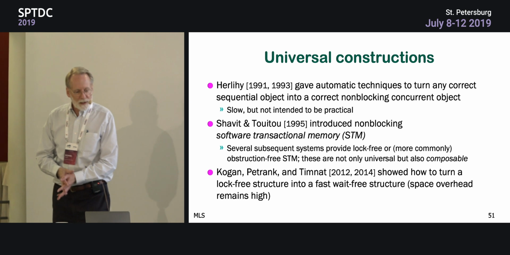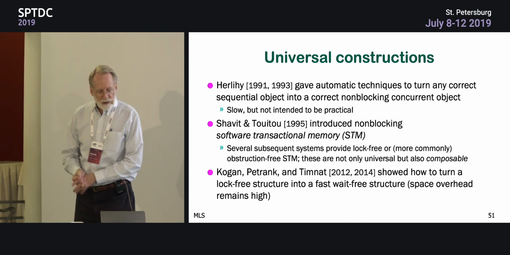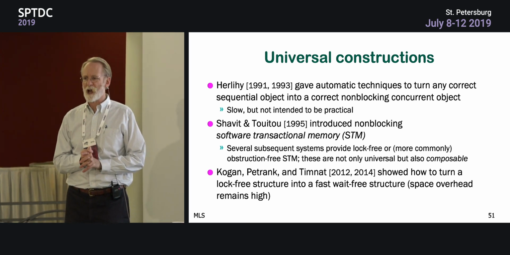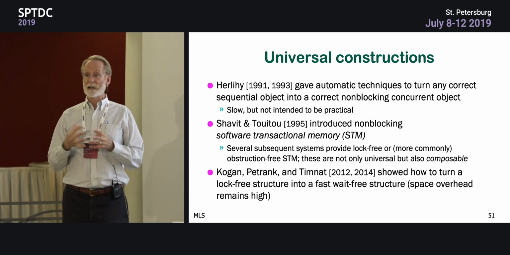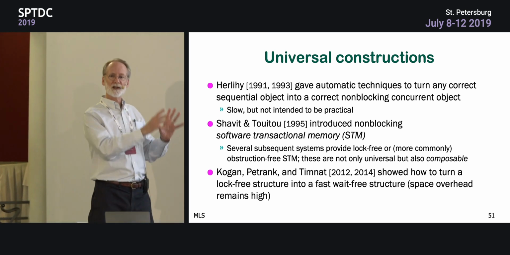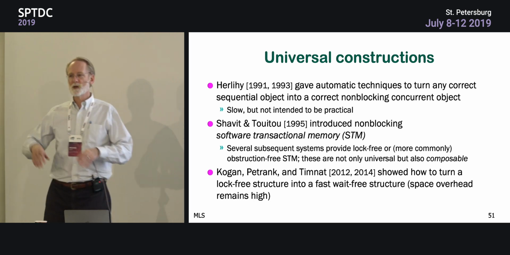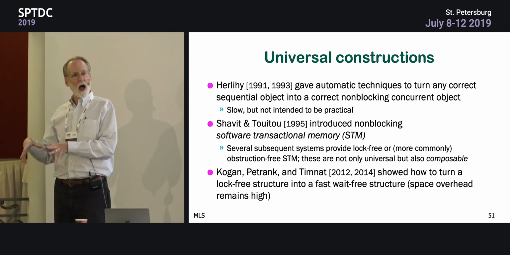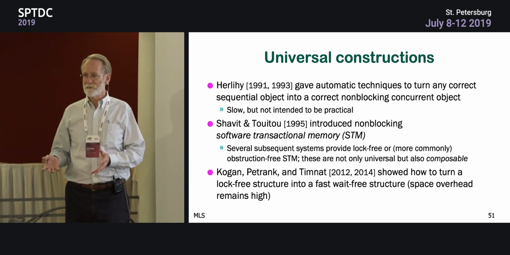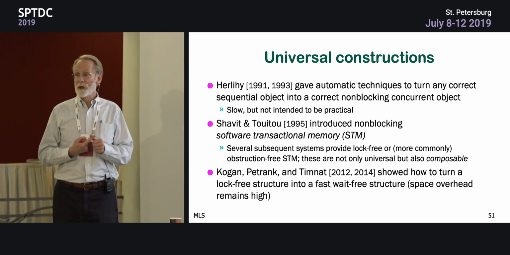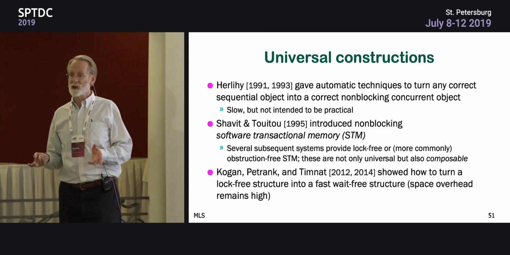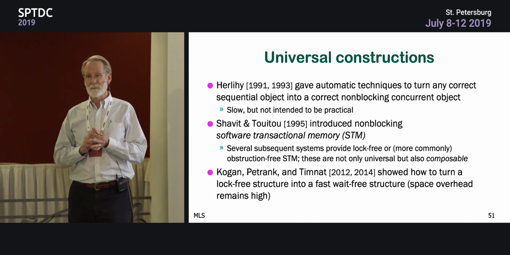A couple of times in this talk, I have mentioned universal constructions. And I should come back to that topic and say a little bit more about it. The idea of a universal construction is a way to take correct sequential code and produce correct non-blocking concurrent code. And there's two reasons you might want to do that. One is just to know that it was possible. And the other is to get an algorithm that you might actually want to use. And those are two very different motivations.